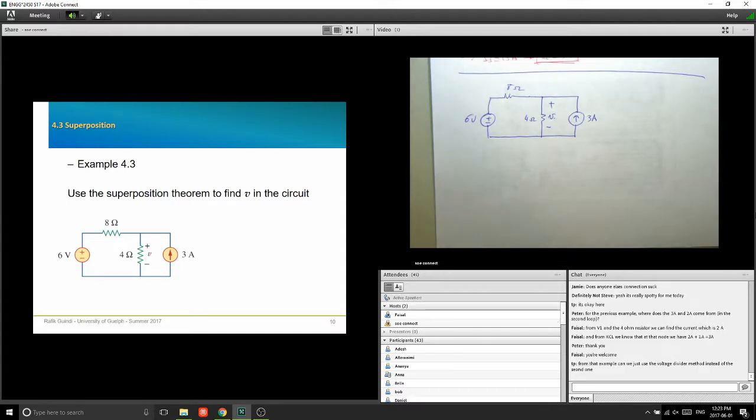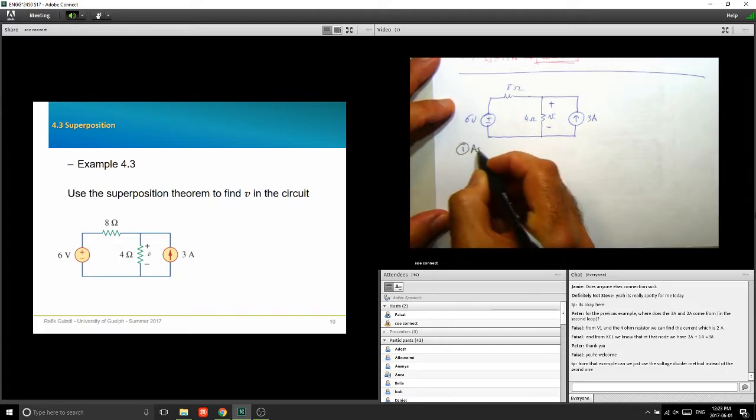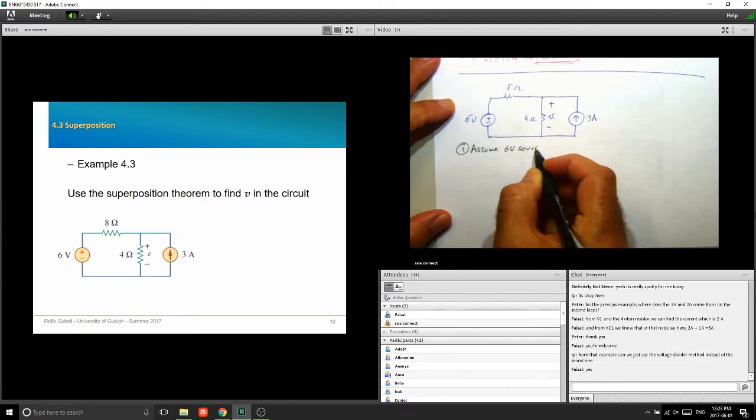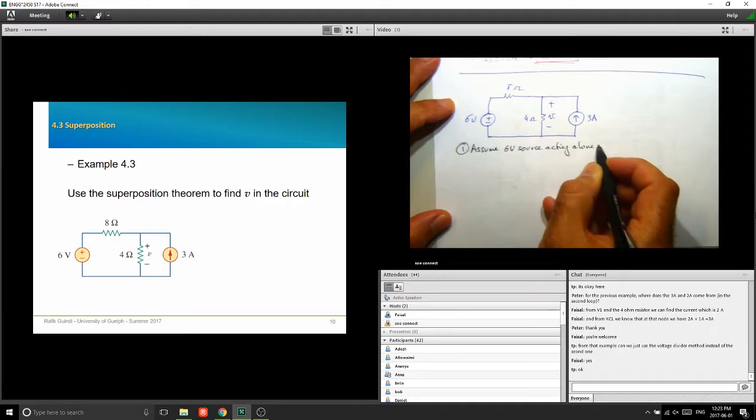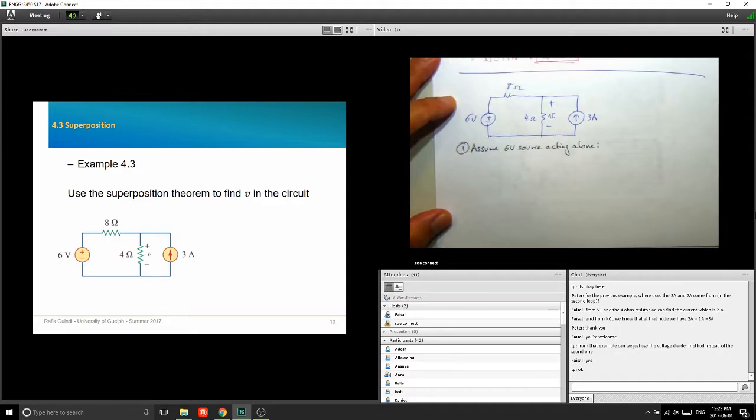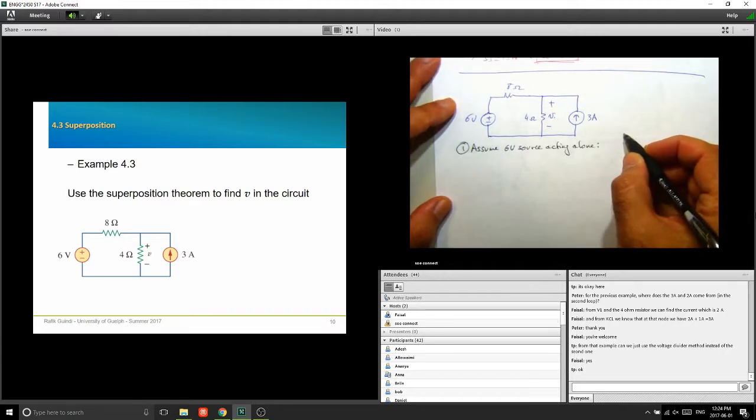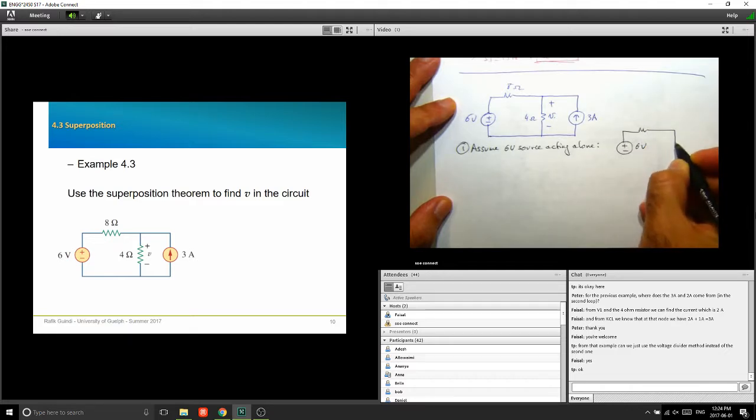Okay, superposition. What do we do? Step 1: assume the 6-volt source acting alone. I'm going to keep the 6-volt source and reduce all other sources to 0. I only have one, this 3 amp source. When I reduce the 3 amp to 0, what does this source become, a short circuit or an open circuit? It's an open circuit, exactly, because this now becomes 0 amps, which means no current. The circuit now looks like this. I'm going to call this V1, and I have an open circuit.